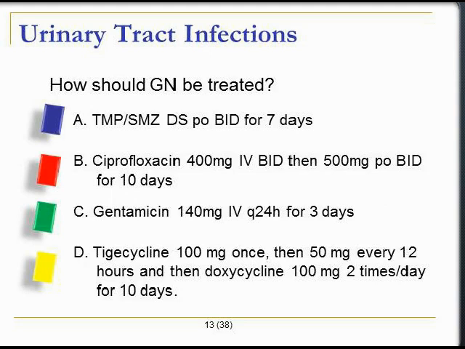So how should GN be treated? Trimethoprim sulfa DS, BID for 7 days; ciprofloxacin IV BID, and then switch to oral for a total of 10 days; gentamicin once daily for 3 days; or tigecycline 50 Q12 followed by doxy, again to complete a 10-day course. All right. Some mixing of answers, some people not so sure.